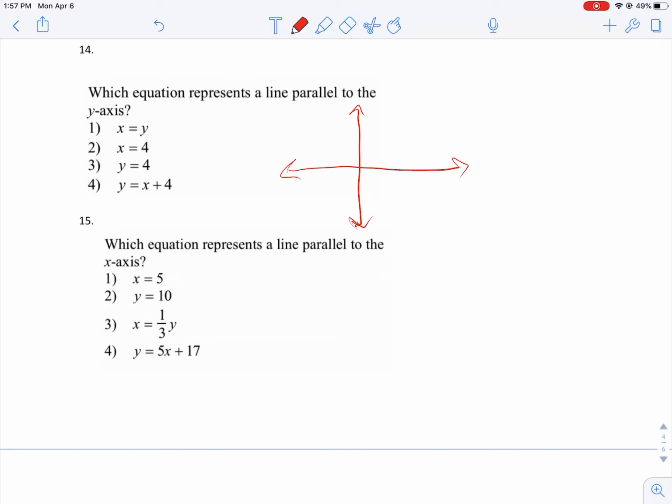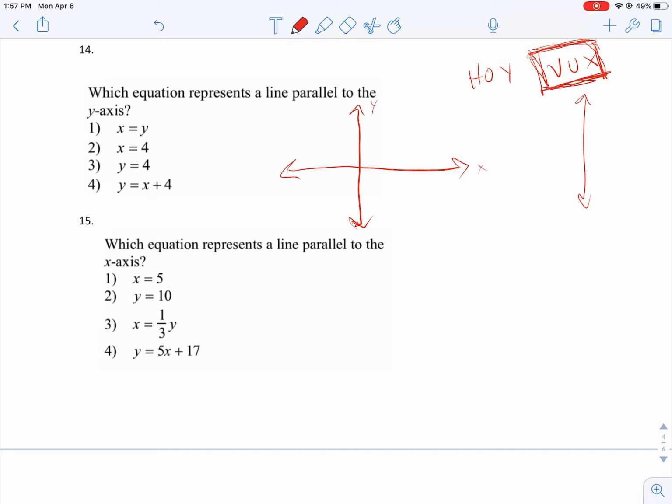All right, so look at number 14. Which equation represents a line parallel to the y-axis? Well, this one shouldn't take too long, right? Our y-axis, it's that line right there. So which equation is parallel to this line?